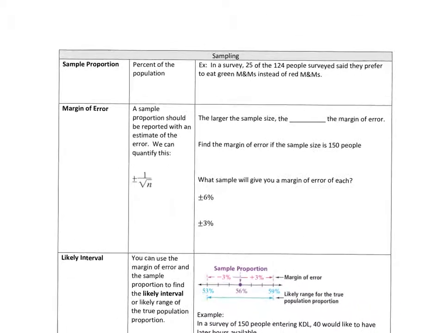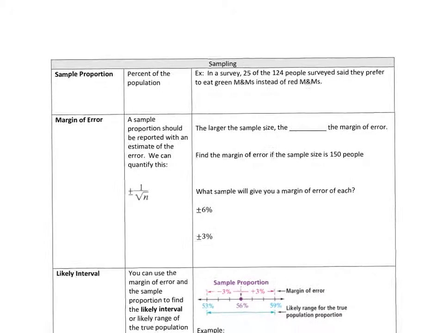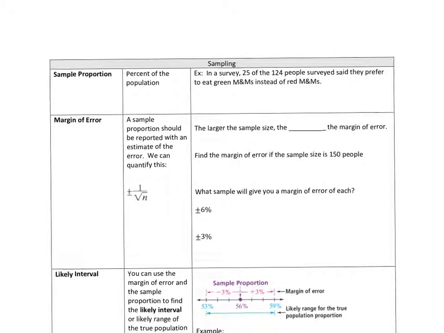A sample proportion is just the percent of the population. So for example, in a survey, 25 out of 124 people surveyed said they preferred to eat green M&Ms instead of red M&Ms. So the percent of the population is going to be 25 over 124. So 25 divided by 124 is about 20%. So that's just a sample proportion.